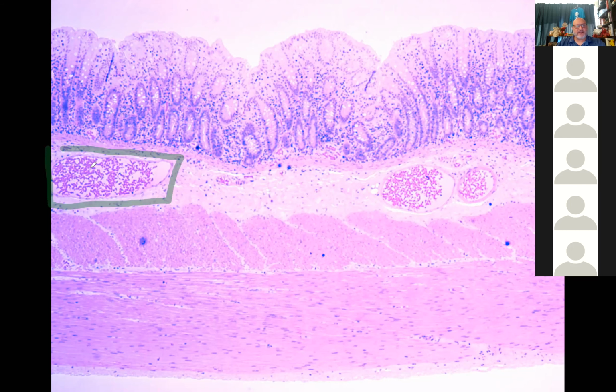These are more in cross section. This is more of a longitudinal section. But again, we can see that simple squamous epithelium, and all these red things that we're seeing are red blood cells. These are the red blood cells inside of these blood vessels, the veins and the artery. Yep, one on the left is a vein. That is correct.